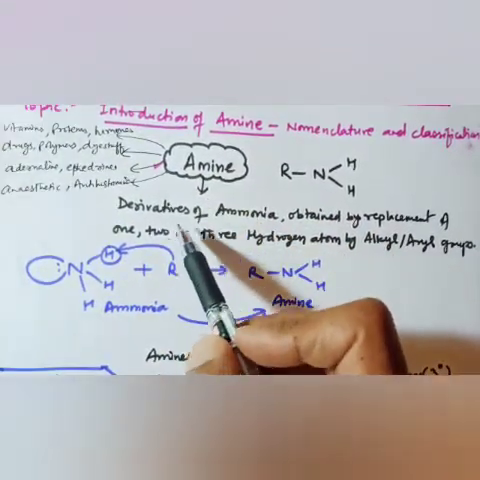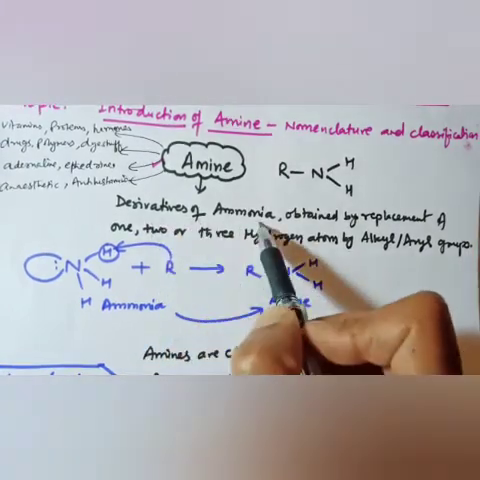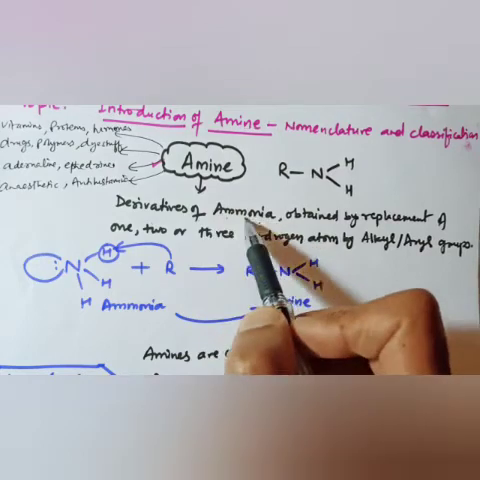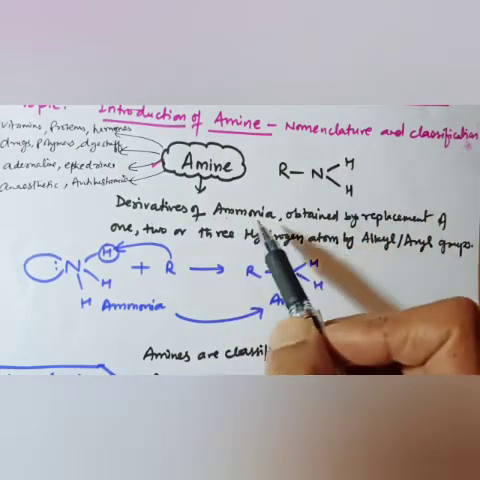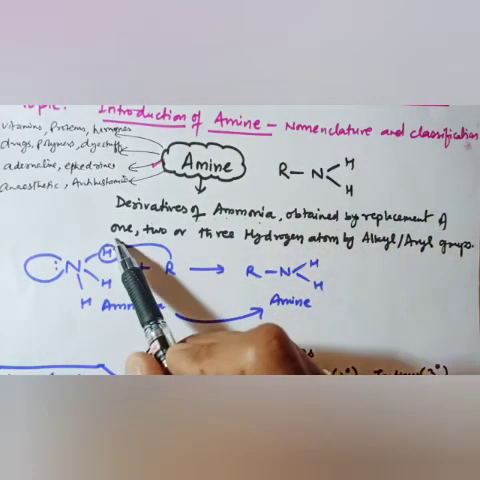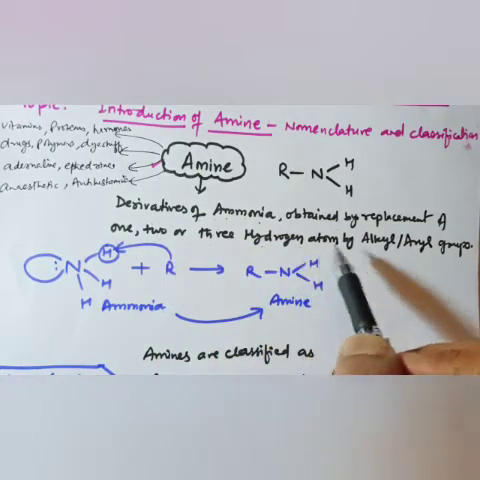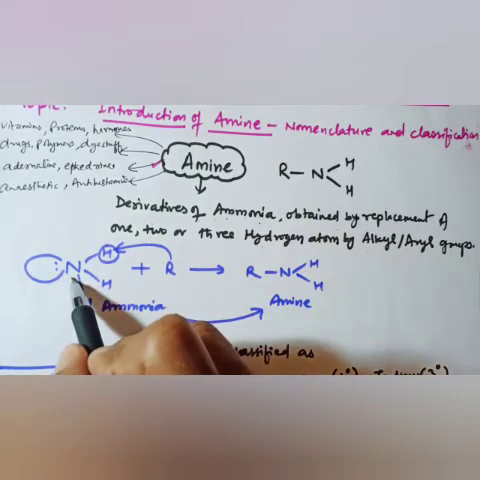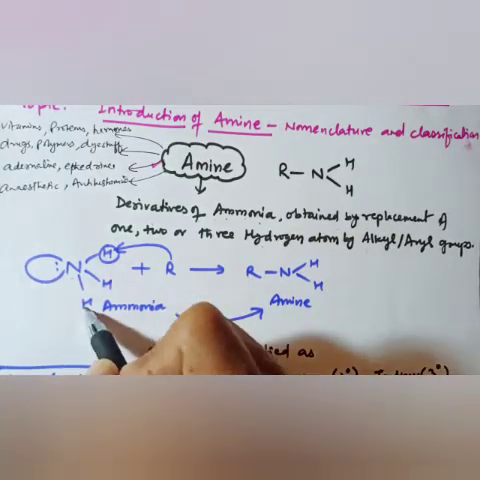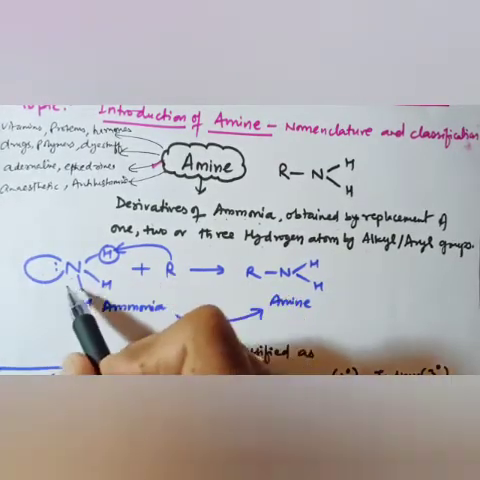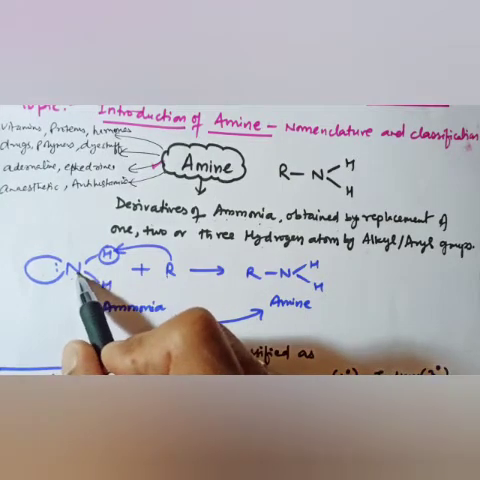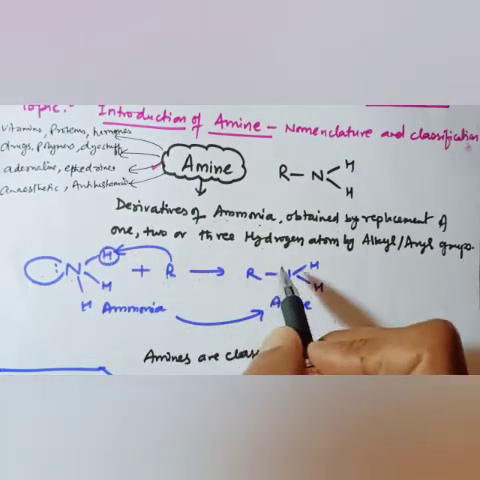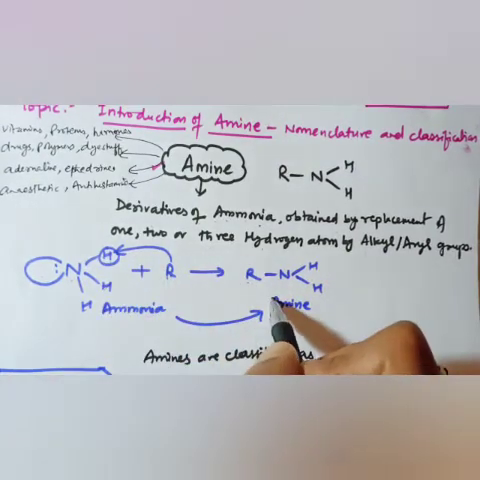If we see where amine derives from, it is the derivative of ammonia. It means that when ammonia changes, it converts into amine by replacing 1, 2 or 3 hydrogen atoms by alkyl or aryl groups. For example, this is ammonia, tetrahedral structure, on one side one lone pair, 3 hydrogens there. When any alkyl group attaches to ammonia, then 1 hydrogen is replaced by that alkyl group. By replacing that, the ammonia converts into amine.